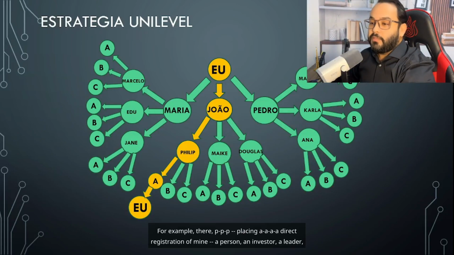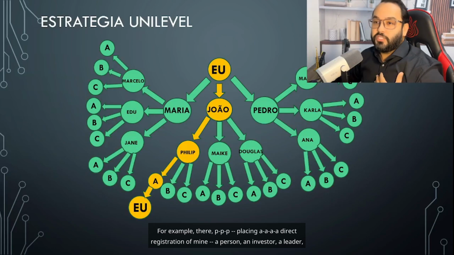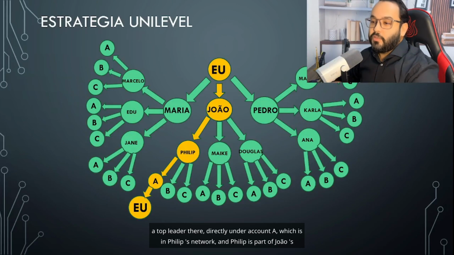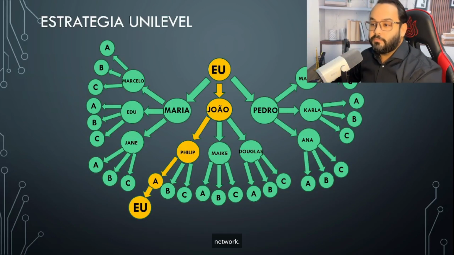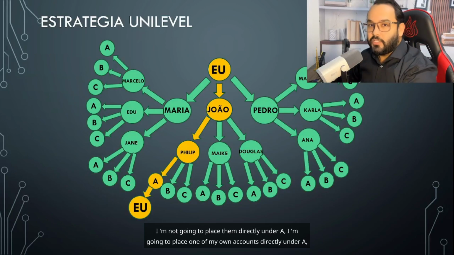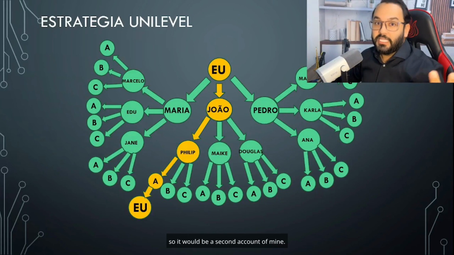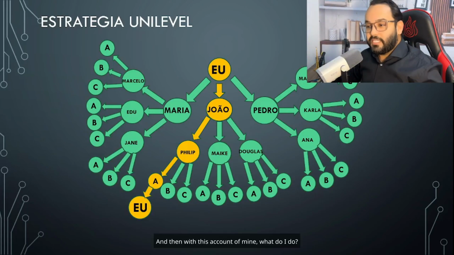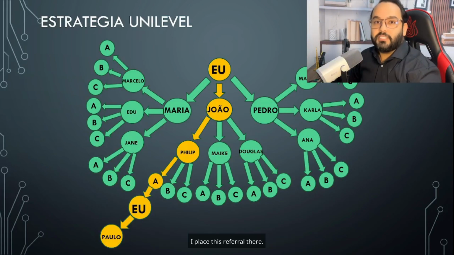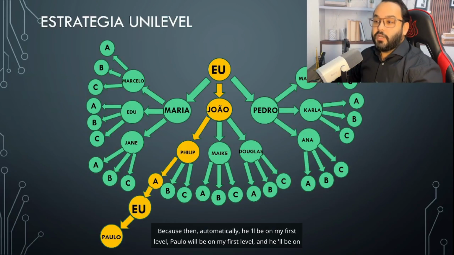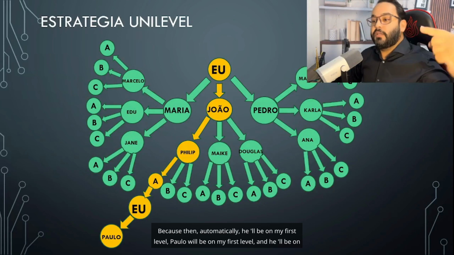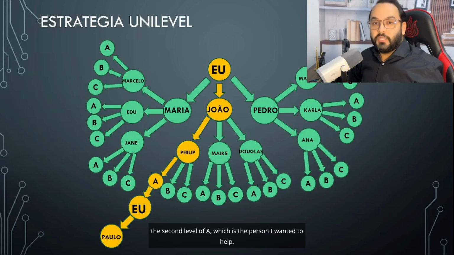For example, they're PPP, placing AAA, a direct registration of mine, a person, an investor, a leader, a top leader, directly under account A, which is in Philip's network, and Philip is part of Joao's network. I'm not going to place them directly under A. I'm going to place one of my own accounts directly under A, so it would be a second account of mine. And then with this account of mine, what do I do? I place this referral there, because then automatically he'll be on my first level, Paolo will be on my first level, and he'll be on the second level of A, which is the person I wanted to help.